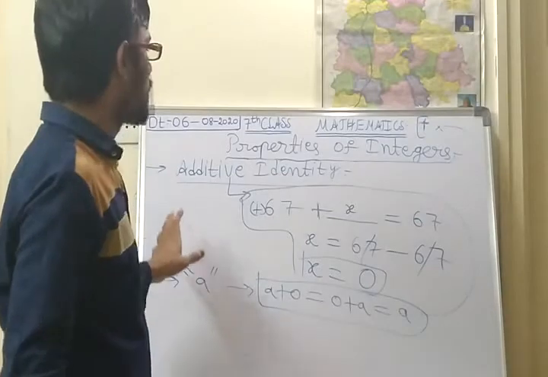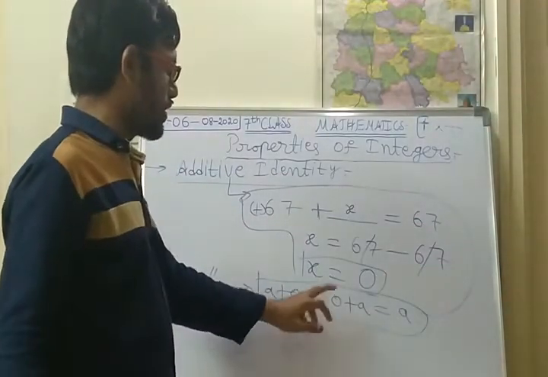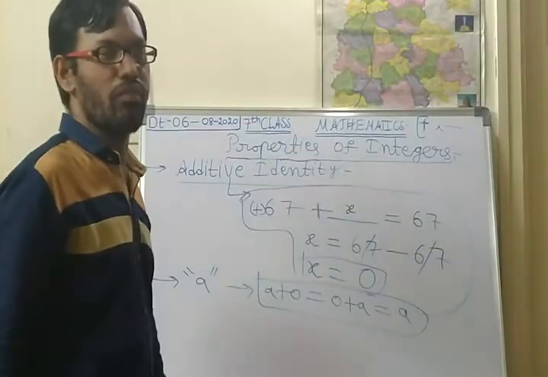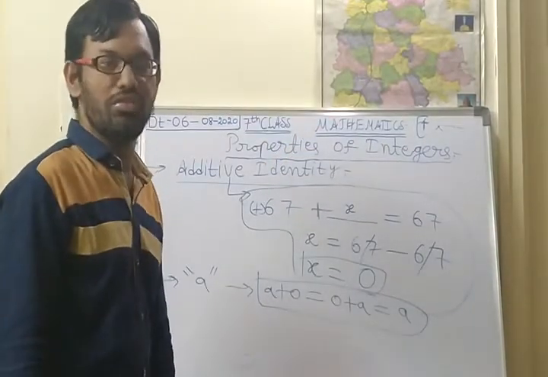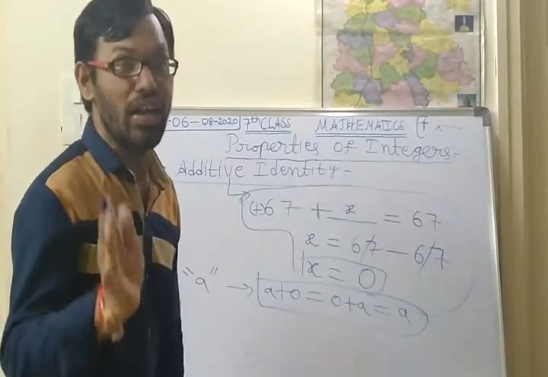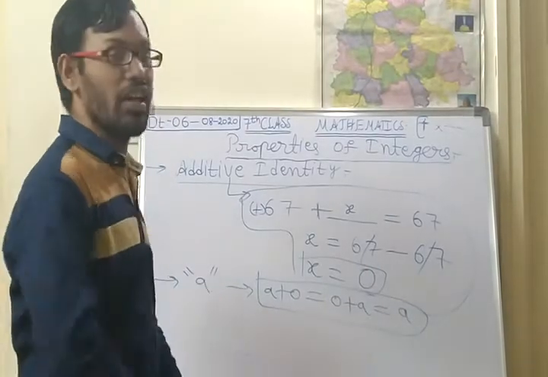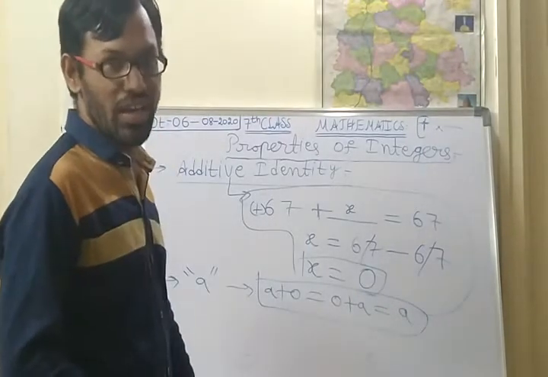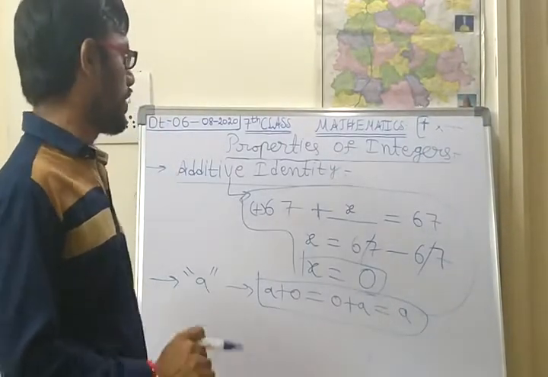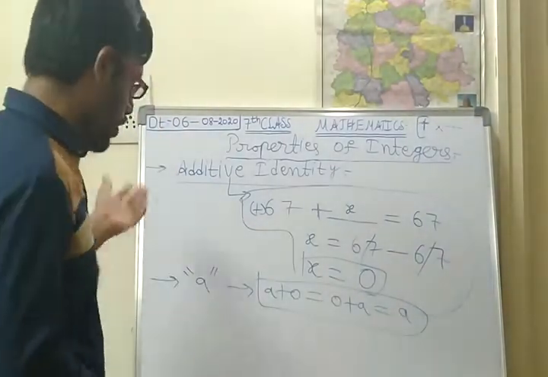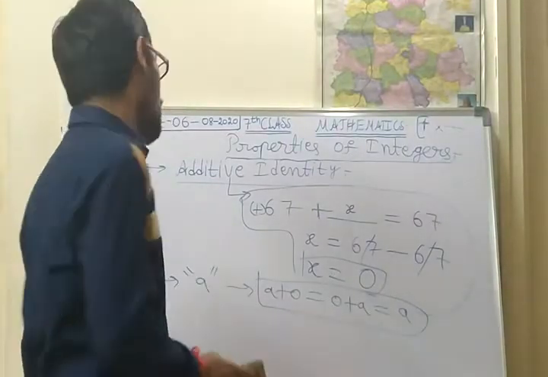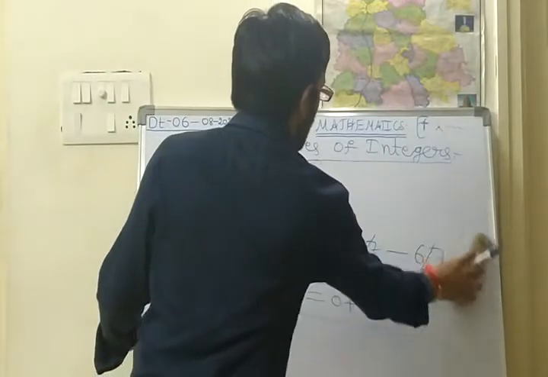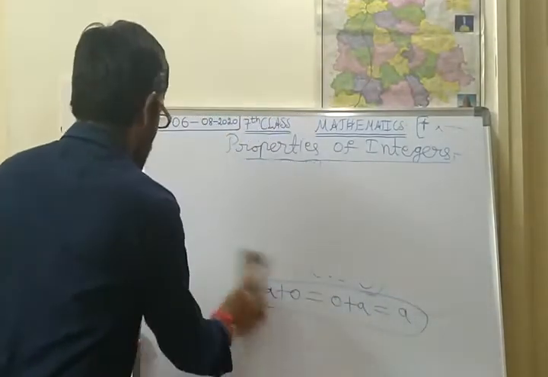If this statement is satisfied, then the additive identity property of integers is satisfied under addition. So this is the statement of additive identity. I hope you are understanding very easily. So this is about additive identity. Now we shall go with one more property, the last property in these addition cases.